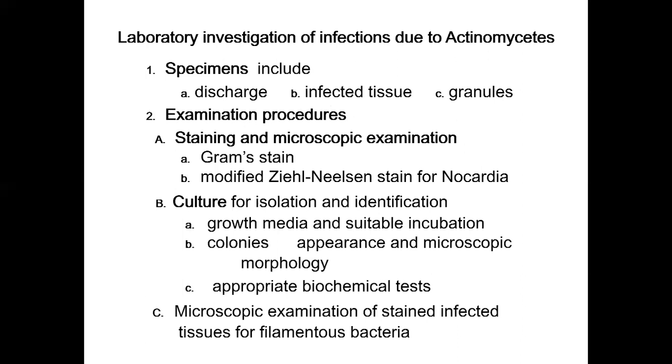So when it comes to investigations, again, we just discuss approaches generally. Specimens will depend on the manifestation. All in all, you have the discharge, you have the infected tissues, you have granules, and for something like nocardiosis, you probably have sputum. Then examination mainly involves demonstration of the organism in that specimen. And that can be done by staining and microscopic examination. Gram stain, we described what they look like, and then modified Ziehl-Neelsen staining for Nocardia is where you get acid-fast organisms, but they are filamentous.